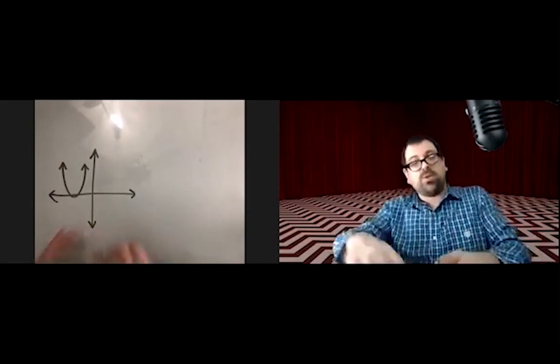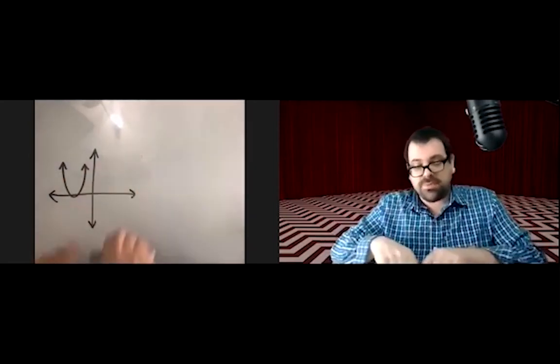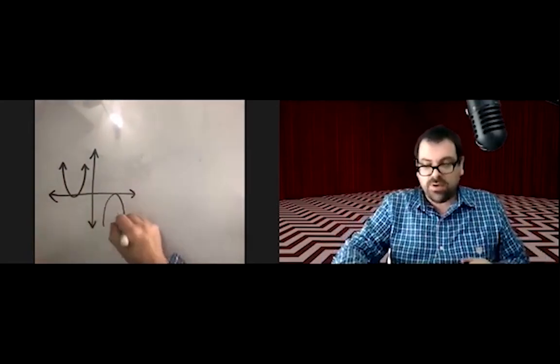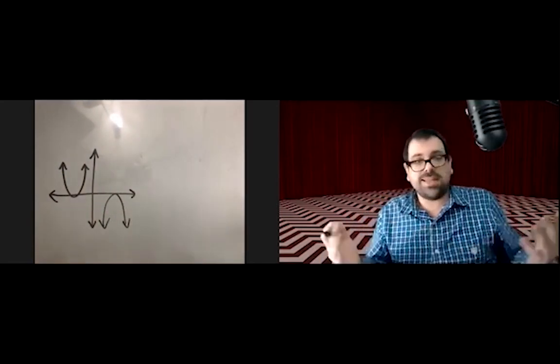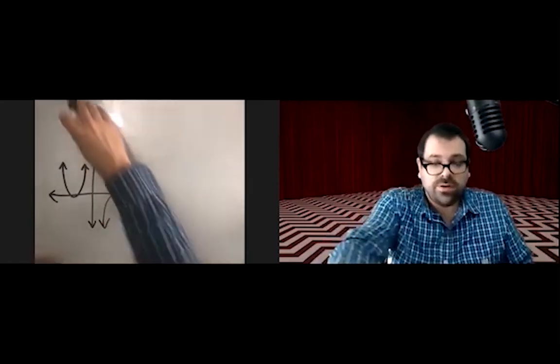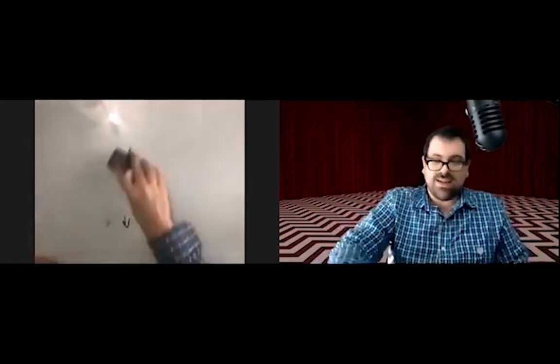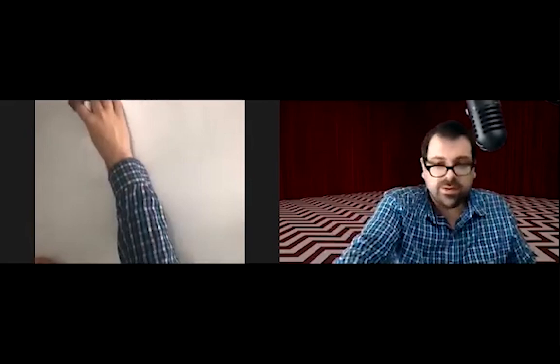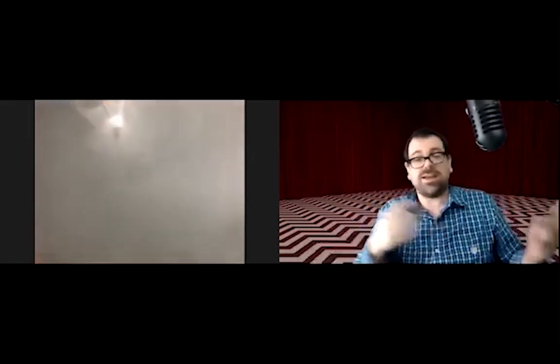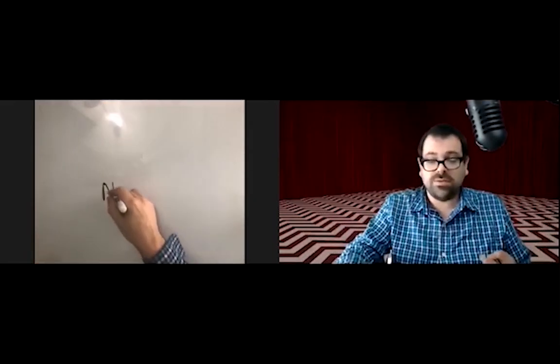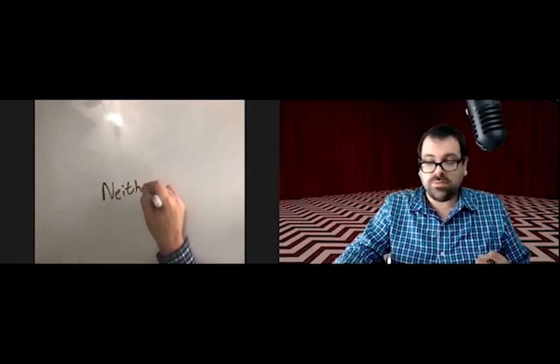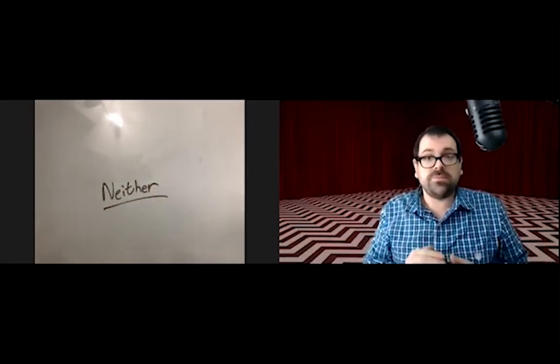It doesn't have origin symmetry either. If we spin it upside down, we end up down here. That's not the original picture. So it doesn't have origin symmetry. So it's not odd. It's not even. It's neither.